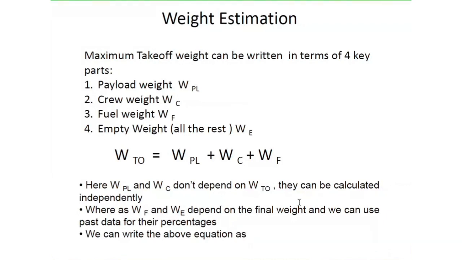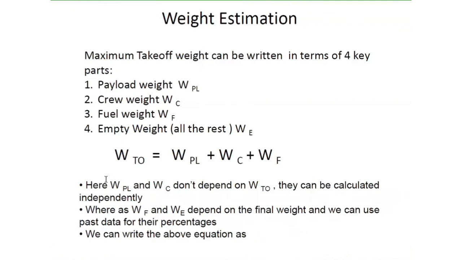So, with 100 passengers, if the regulation says 5 crew members, and for those crew members too you have the same weight, 110. So 100 passengers plus 5 crew members will be 105 into 110. That will be the weight of the passengers and crew.